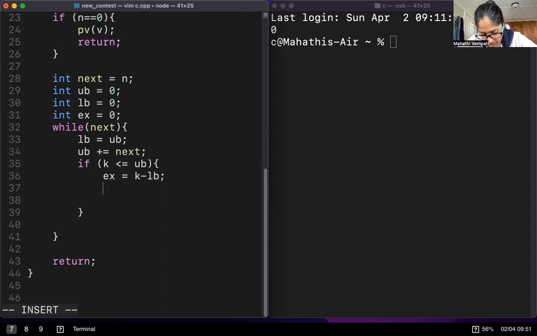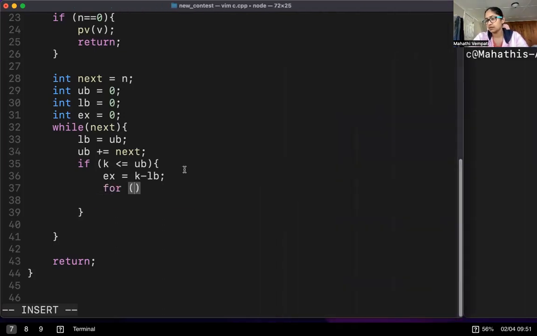So for i in range 0 to n minus next. For int i equals 0, i less than, yes, next i plus that.